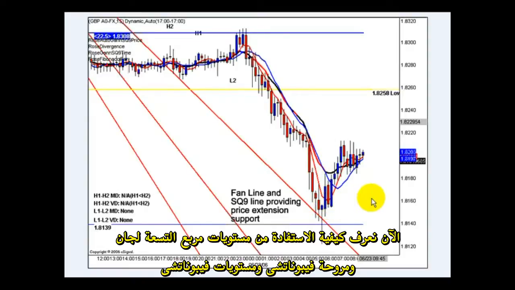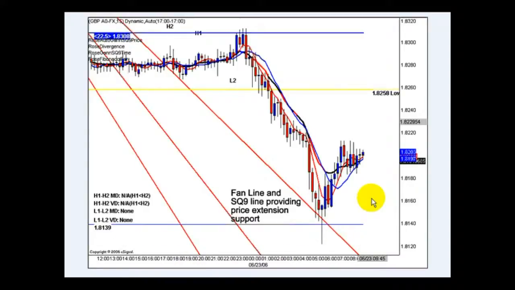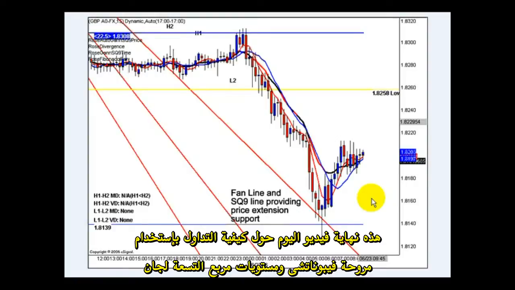So now you can see how to use the Gann square of 9, Fibonacci fan lines, and the Fibonacci box lines to help you in your trading across various time frames. This is the end of our video on how to look for trade setups using the Fibonacci Fan and Gann square of 9.